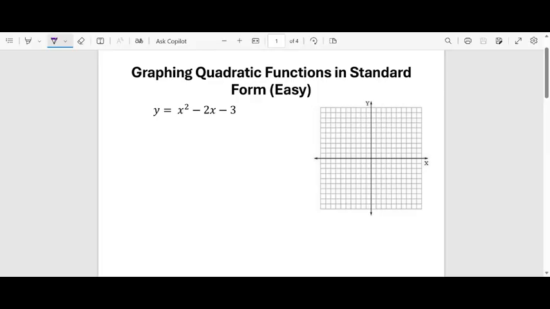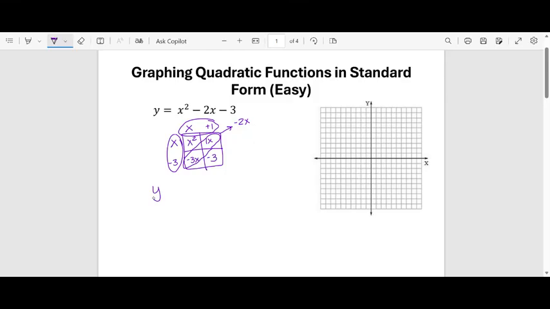If you want to use a factor square, you can put your x squared up top. The x squared will add up to negative 2x and multiply to negative 3. Of course, to get x squared, you multiply x times x. And to get negative 3, you can do 1 times negative 3, so positive 1 times the negative 3. This will add up to negative 2x in the middle. So your factors are going to be x minus 3 and x plus 1.